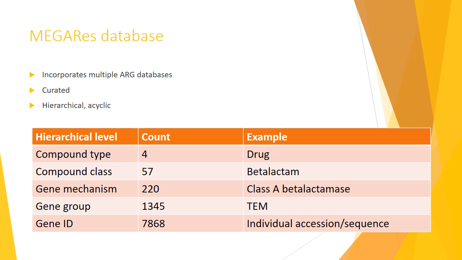At the top is the type of compound resisted, which can be drugs, biocides, metal, or multi-compound. Next is the class of compound resisted, followed by the mechanism by which the gene confers resistance. Next is the gene group, which represents a particular gene or operon. And finally is the individual sequence or accession of the gene, which I will be calling the gene ID.